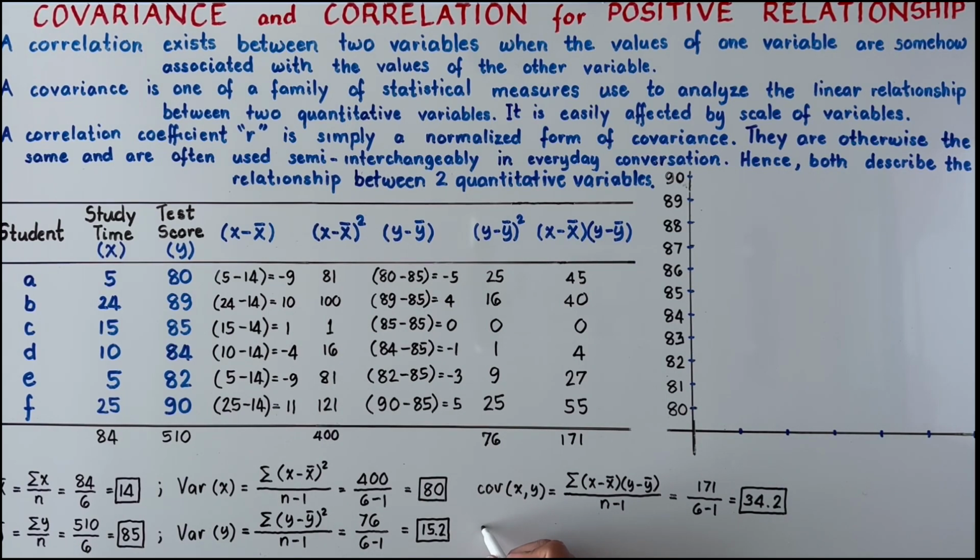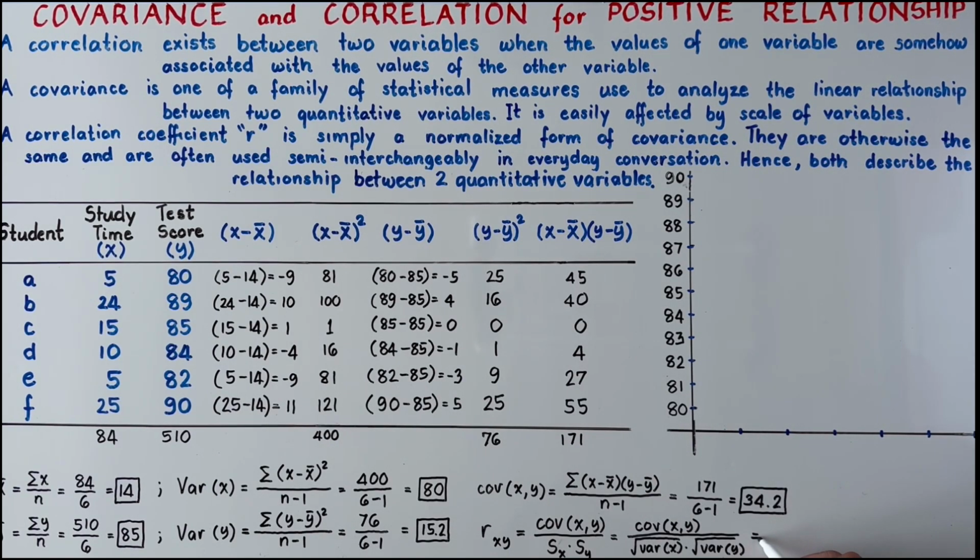Now we can compute also for the correlation coefficient between the two variables, and the correlation coefficient is the covariance between these two variables divided by the product of the standard deviations of the two variables. And to compute for the standard deviations of the two variables, we need to find the square roots of these variances here. So this is actually the square root of the variance of x, and this is multiplied also by the square root of the variance of y.